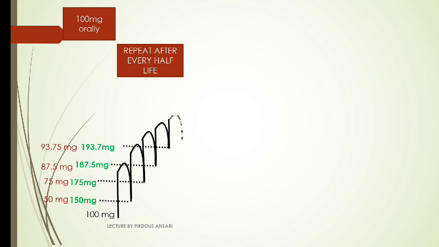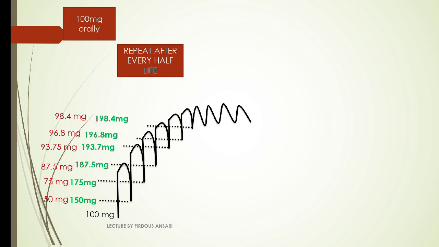Plasma concentration increases, and after a half life it will be 96.8 mg. Again we give another dose of 100 mg, which together becomes 196.8 mg. Again the plasma concentration increases, a half life occurs, and the concentration will be 98.4 mg. Again you give another dose of 100 mg, that together becomes 198.4 mg. Again the plasma concentration increases, and so on and so forth.